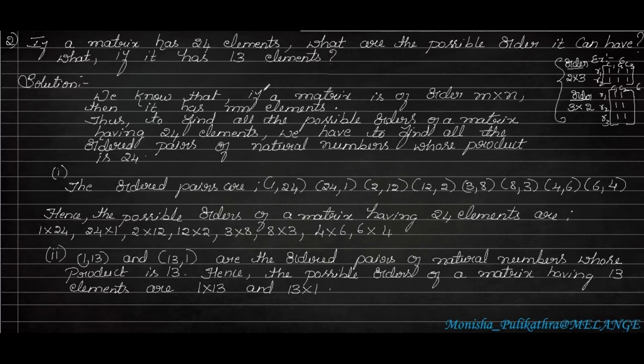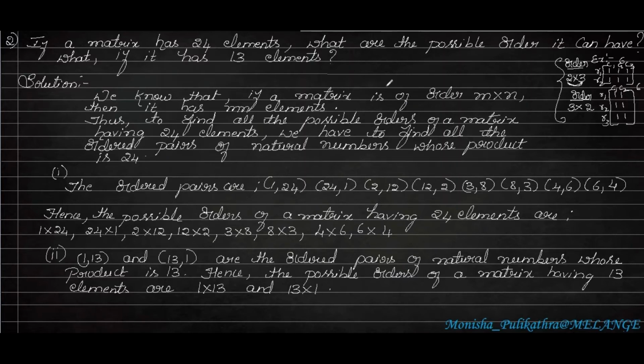We know that if a matrix is of order m into n, the first one will be m and the second one will be n. Then it has mn elements. So m into n is the order, whereas mn, for example 2 into 3, is the number of elements in that matrix. Thus, to find all the possible orders of a matrix having 24 elements, we have to find all the ordered pairs of natural numbers whose product is 24.